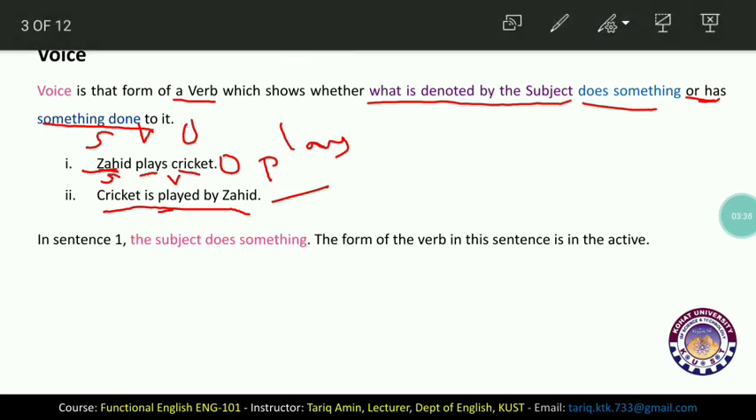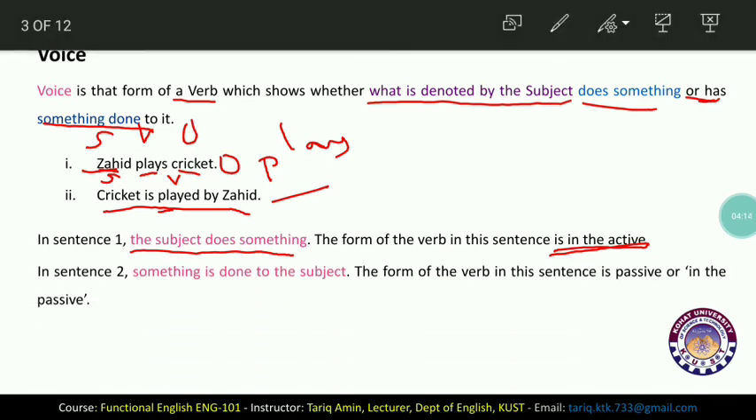In sentence number 1, the subject does something. Zahid is the subject in the first sentence, and Zahid does something. The form of the verb in this sentence is active, because the form of the verb shows that its subject is the doer of the action.